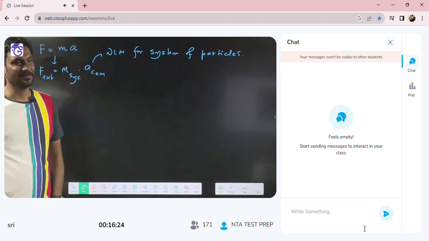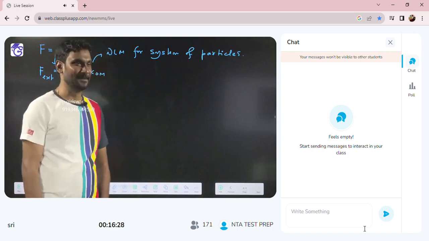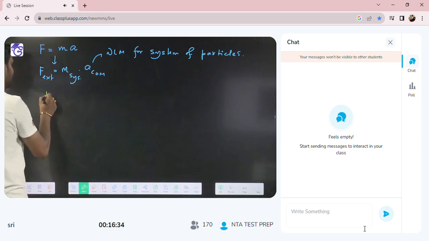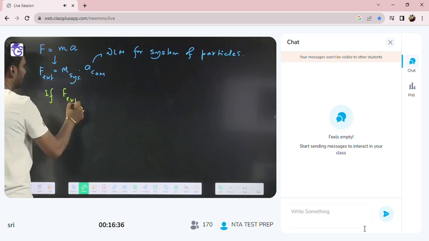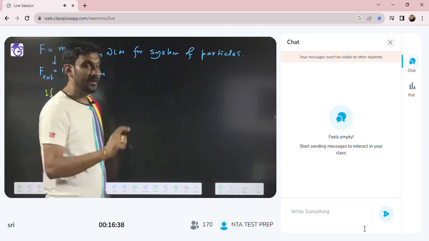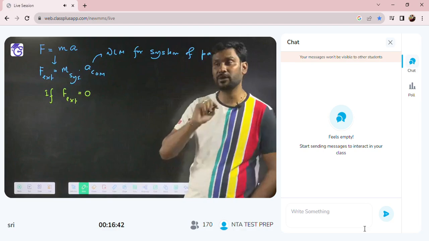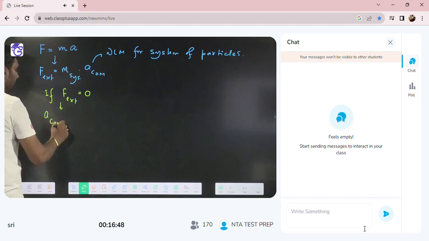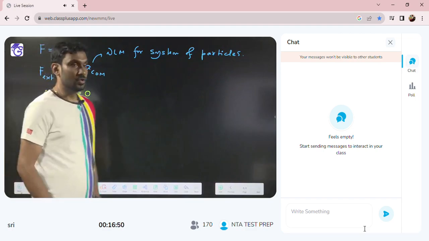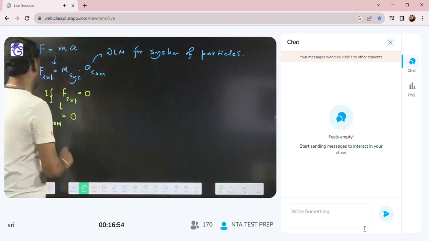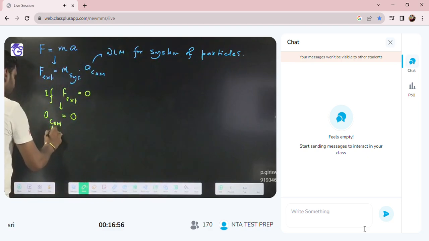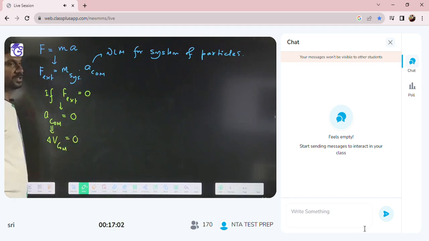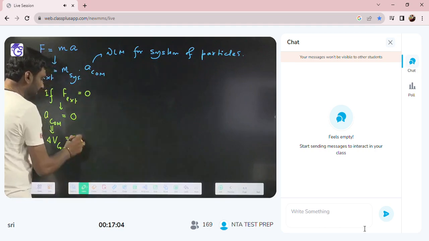We are here now. So now, what is the consequence? If F external is equal to 0, that means there is no external force acting on a system, then what will happen? From this we can see that acceleration of center of mass will become 0. So when acceleration of center of mass is equal to 0, we have two possibilities. Acceleration of center of mass 0 means change in velocity of center of mass is equal to 0.